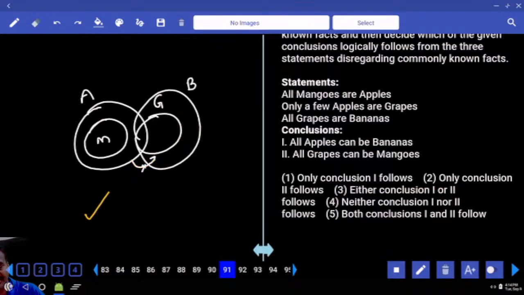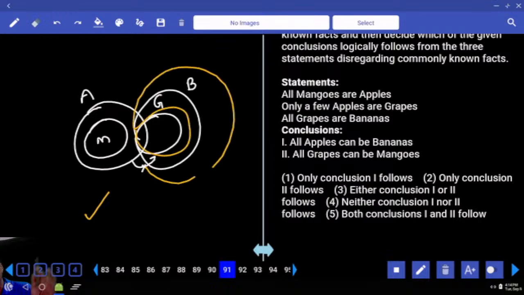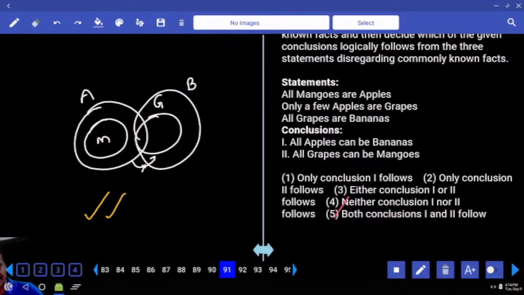Second, all grapes can be mangoes. Now this entire grape can be a part of mango. Possible or not possible? Now grape will be inside mango, and apple will be like this. Possible or not possible? Possible. Hence, what is your answer? Both 1 and 2, choice 3 for 91.